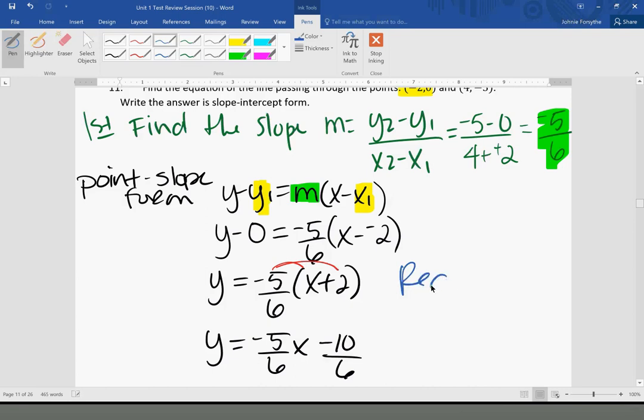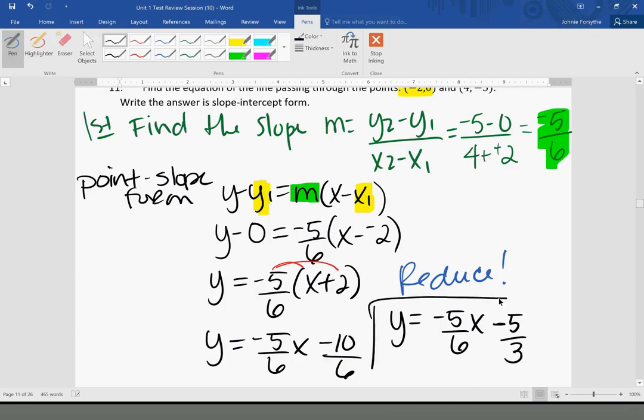And then let's reduce any fractions. So we have y equals -5 over 6x, and then -10 over 6 can be reduced by 2 in the numerator and denominator. So that'll be -5 over 3. And this would be our final answer in slope-intercept form.